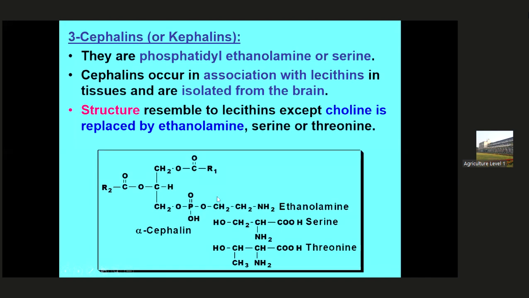So very simple. First, this one is phosphatidic acid, and when phosphatidic acid contains choline, this is called lecithin. When ethanolamine, serine, or threonine is present, then it is called cephalin. And cephalin is very important. In association with lecithin, it is present in the brain.